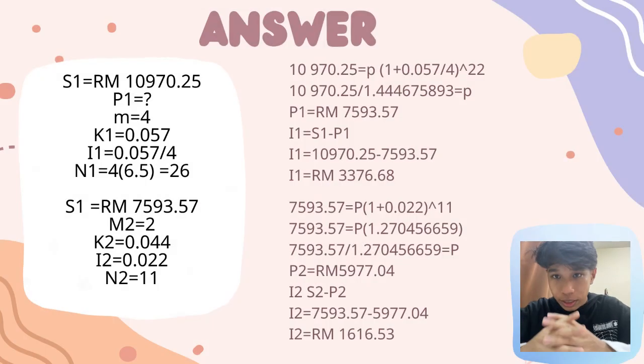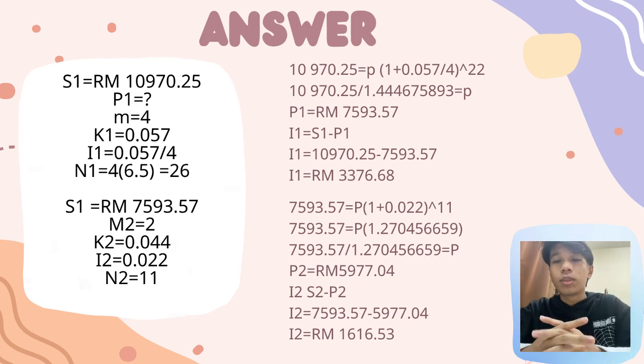Part A, question 3. Sheila deposited a certain sum of money into a saving account at 4.4% compounded every 6 months. After 6.5 years, the bank changed the rate to 4.7% compounded quarterly. If the accumulated amount in her saving account at the end of 20 years is RM10,970.25, find the initial deposit and the total interest obtained by Sheila.